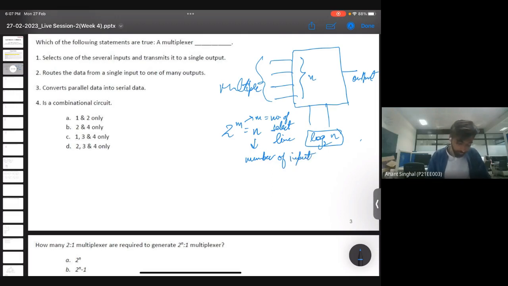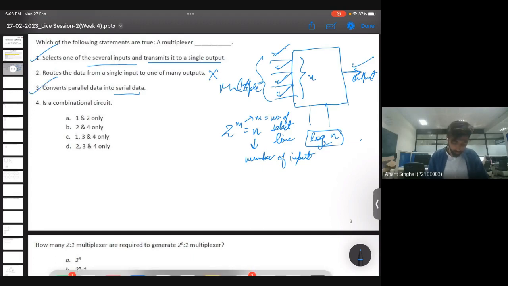According to the first statement, which says it selects one of the several inputs and transmits it to the single output, a multiplexer is nothing but this only. It selects one of the several inputs given, and corresponding to the select input, it gives one of them as the output. So the first statement is correct. The second statement says that it routes the data from a single input to many outputs. This is false, since a mux only gives a single output. Again, it says that it converts parallel data into serial data. Yes, as you can see, there are several parallel data fed into this multiplexer, and it is giving a single output. So this is also correct.